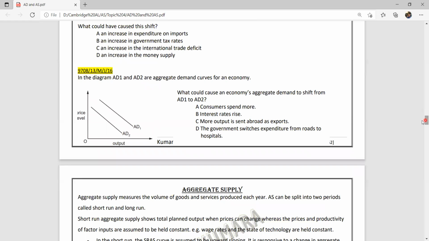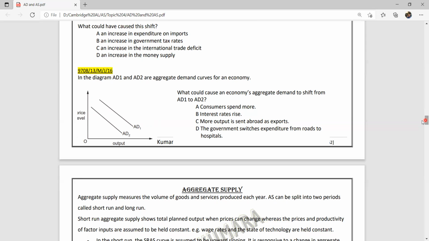It's about a leftward shift of the aggregate demand curve for an economy. What could cause the economy's aggregate demand to shift from AD1 to AD2? Consumers spend more? No, it is actually reduced. Interest rate rise? Yes, an interest rate rise means people now save more. Consumption goes down.